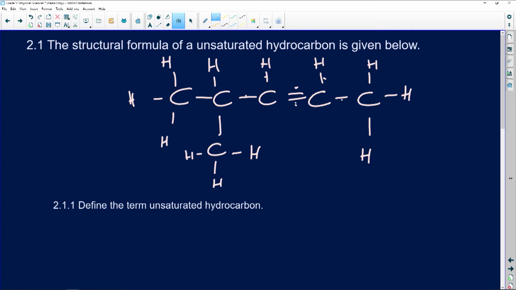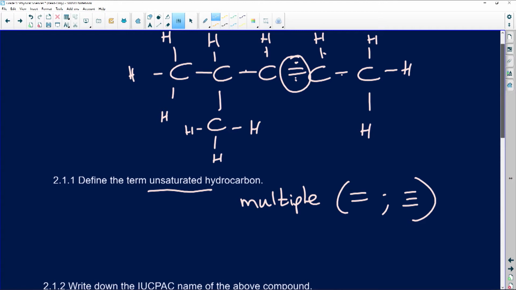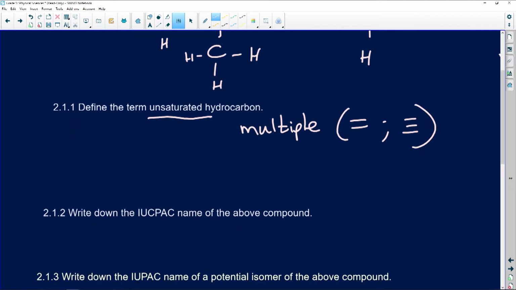The first one said, define the term unsaturated hydrocarbon. Unsaturated just means there's a presence of a double or triple bond. So to define the term unsaturated, there are 1 or more multiple bonds. Multiple, because it could be referring to a double bond or a triple bond in the carbon chain. So our definition for an unsaturated hydrocarbon would be an organic compound with multiple bonds, double or triple, within the hydrocarbon chain.